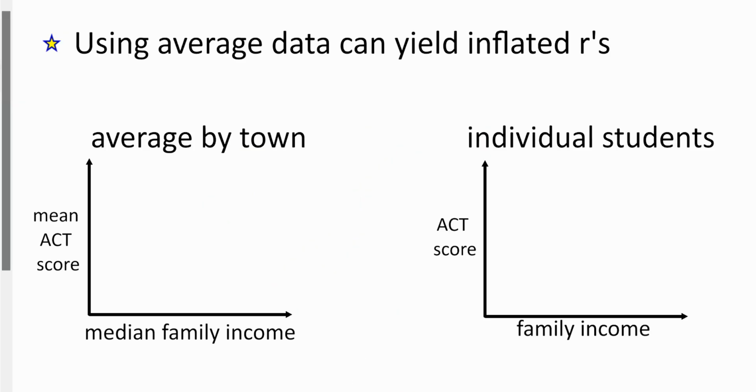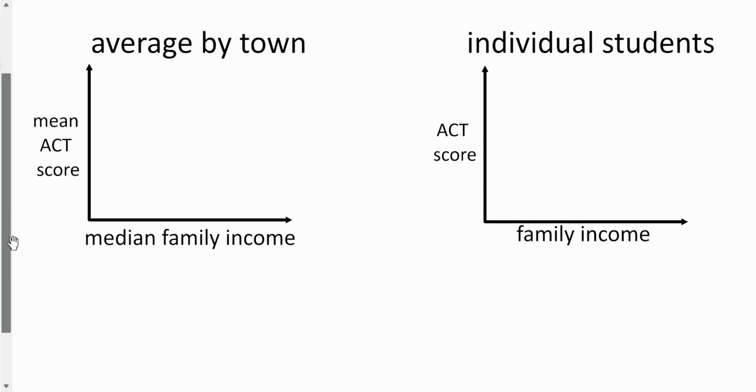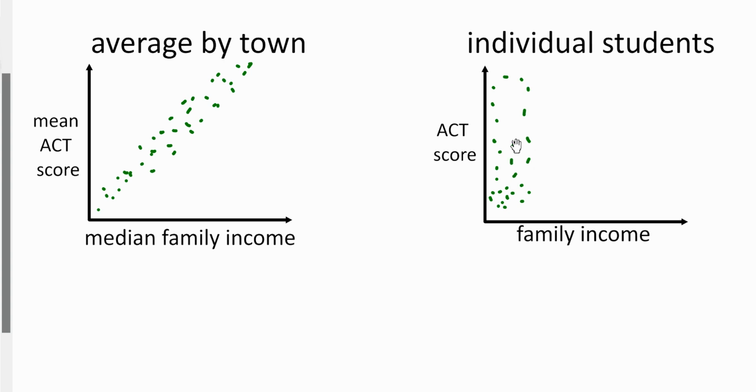Now, one other note about correlation. Using average data can yield inflated correlation. So averages instead of actual individual data. Here's what I mean. Let's say you're comparing median family income to mean ACT score, by towns. In general, it seems like the higher the family income in towns, the higher the average ACT score. But again, those are averages. Those are not individuals, because in reality, if you look at individuals, you will have a lot of people who have low income, low ACT scores, but you also might have people with high income and high ACT scores.